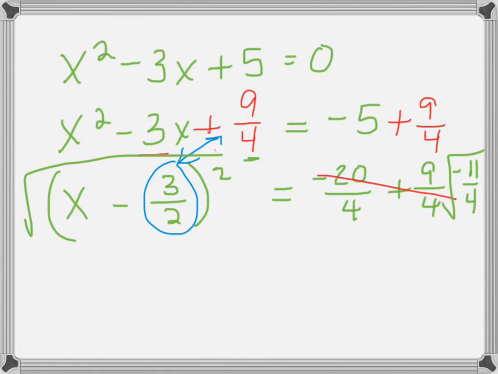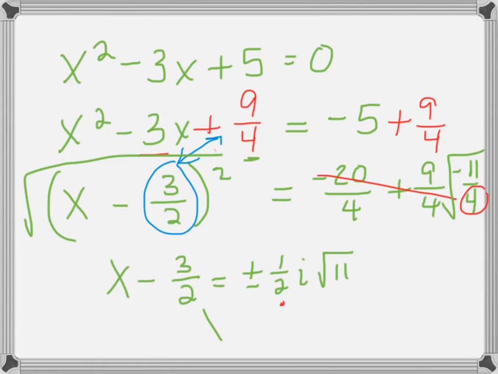Then what we do is we take the square root of both sides. We get x minus 3/2 on the left, and on the right we get plus or minus. Now we're going to take the square root of the 4 on the bottom, which gives us 2, so 1/2, because the square root of 1/4 is 1/2. The I comes from the square root of the negative, and then finally we have 11 left over. This provides us with the answer, which leaves us with our solution of x equals positive 3/2, because you bring it over to the other side, plus or minus 1/2 I square root of 11.